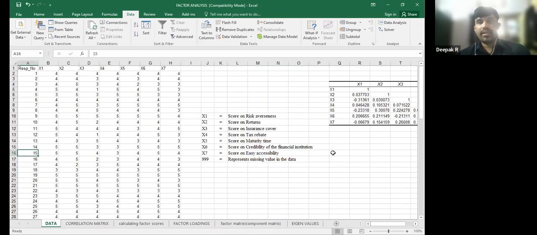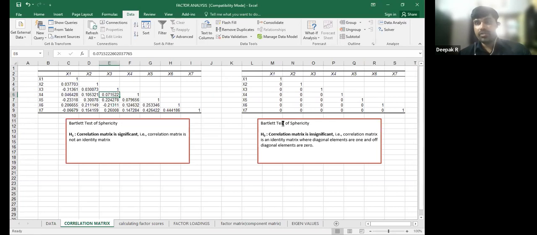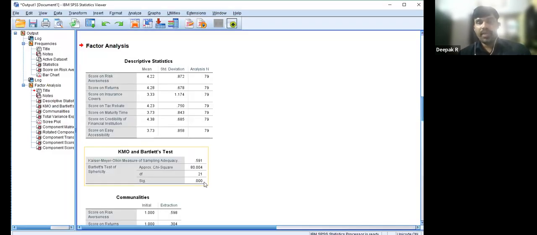And that is first understood by going for the Bartlett test of sphericity. According to the Bartlett test of sphericity, all we are trying to understand is whether it is significant or not. You will be able to notice that we will be rejecting the null hypothesis if the significance value is less than 0.05, and we will be able to notice that yes, of course, it is not an identity matrix.